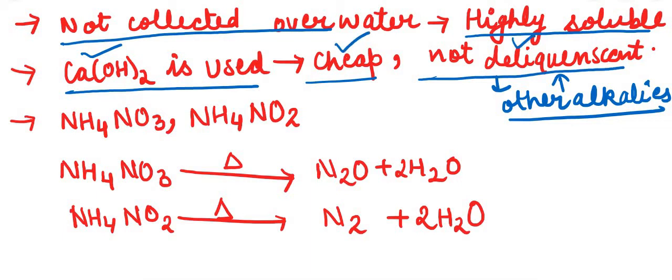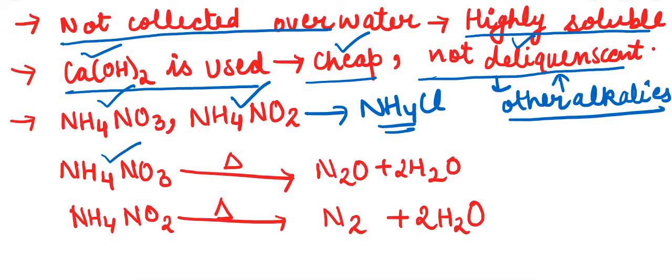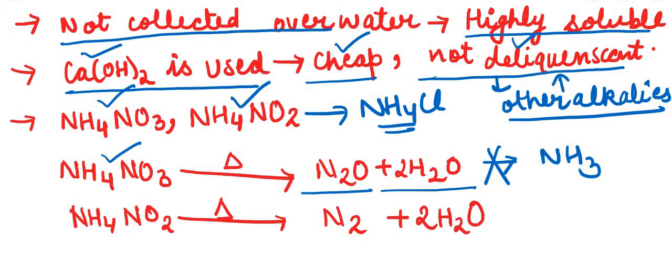Then it's talking about why, in place of ammonium chloride, we cannot use ammonium nitrate and ammonium nitrite, right? We cannot use these materials either, because on heating ammonium nitrate, it produces N2O and water, not ammonia. Here ammonia is not formed, and we require the reaction for ammonia, right?